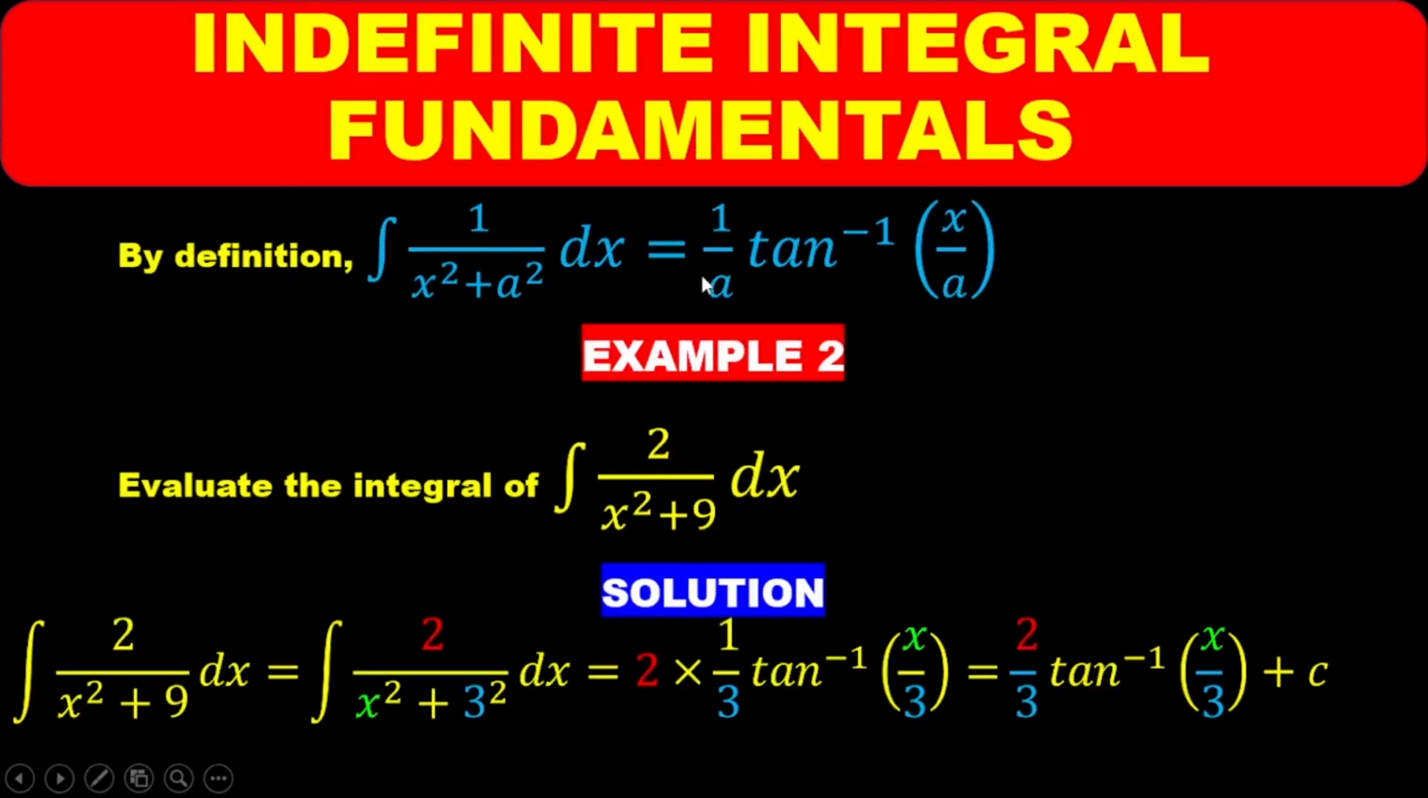So for our example 2, we have evaluate the integral of 2 over x squared plus 9 dx. Remember, by the standard definition, 1 over x squared plus a squared, meaning this should be a perfect square and then this must also be a perfect square. So whatever you were given in the question, make sure you break them down into perfect squares.